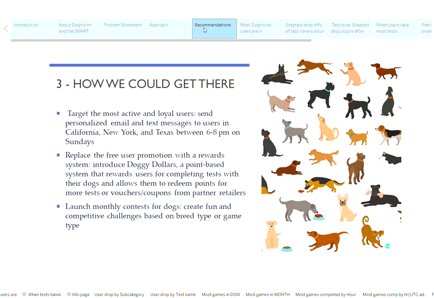Number 1. Target the most active users. Dognition can send personalized emails and text messages to users in California, New York, and Texas between 6 p.m. and 8 p.m. on Sundays. These messages can remind users to complete tests and offer them incentives for doing so. This ties in with my second recommendation: create a rewards program.